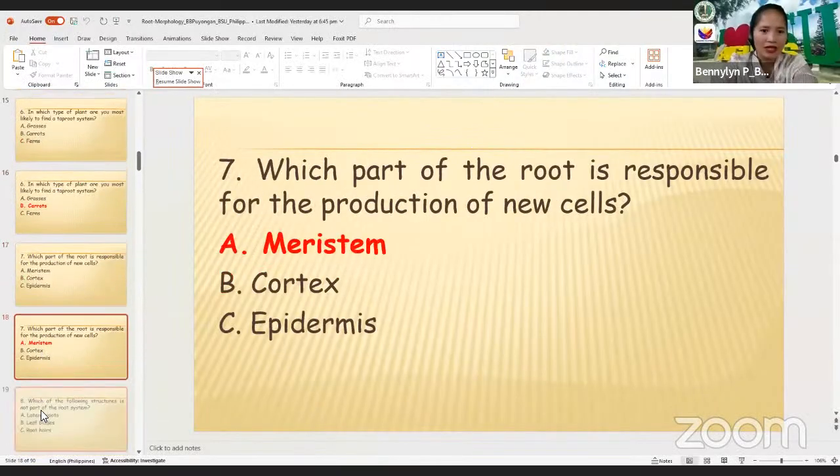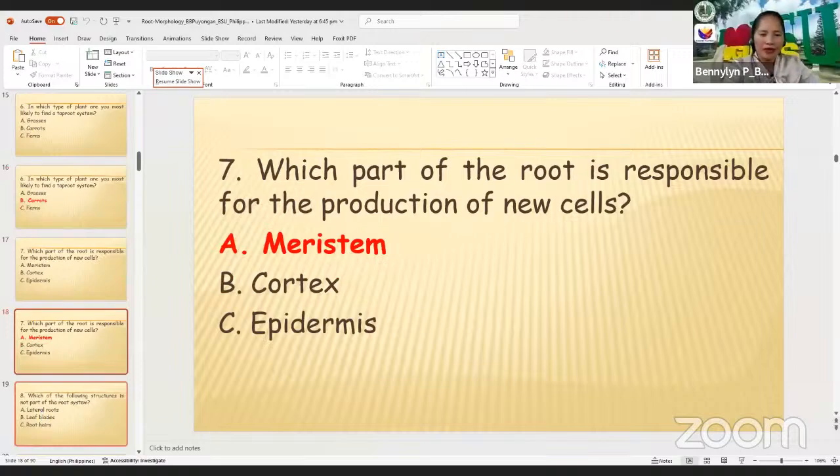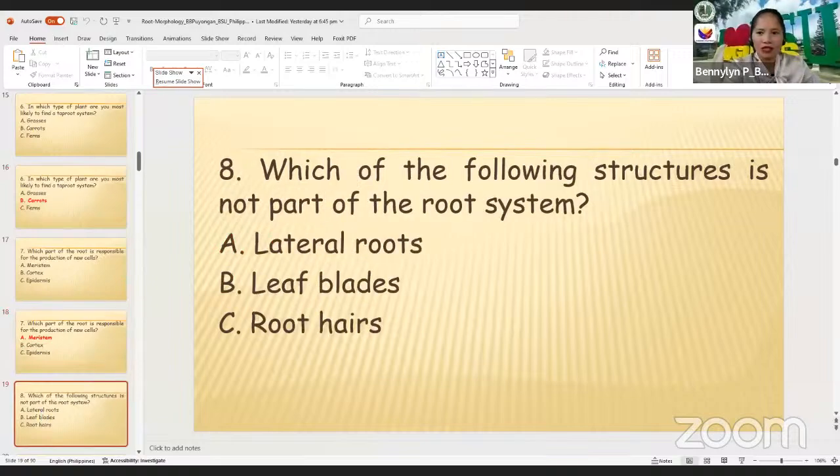For number 7, that is the meristem. For number 8, which of the following structures is not part of the root system? Is it A, lateral roots, B, leaf blades, C, root hairs? You can chat your answers.